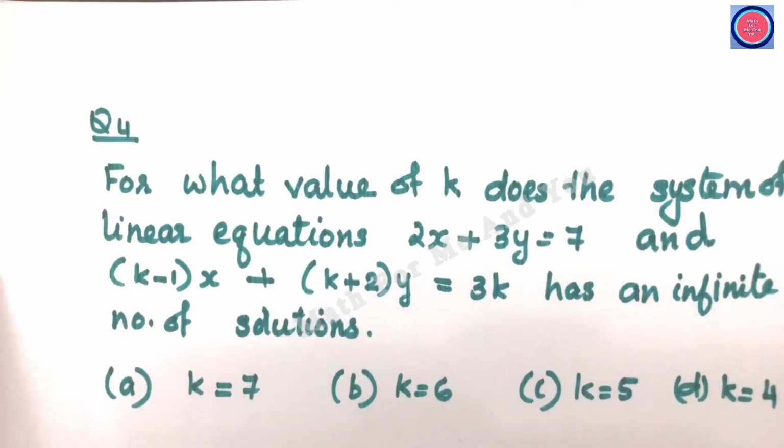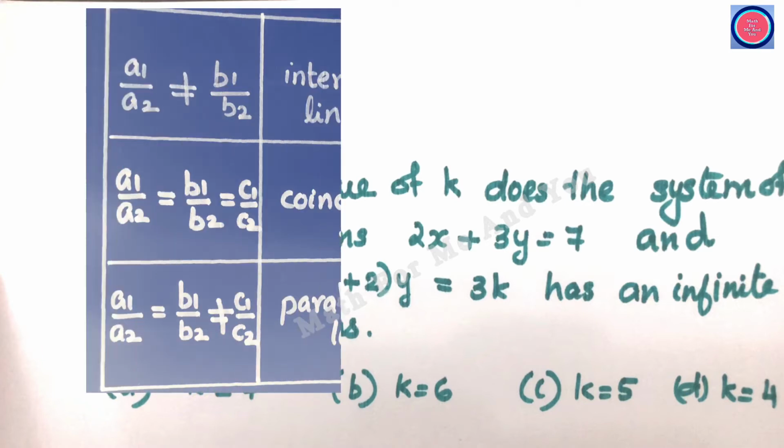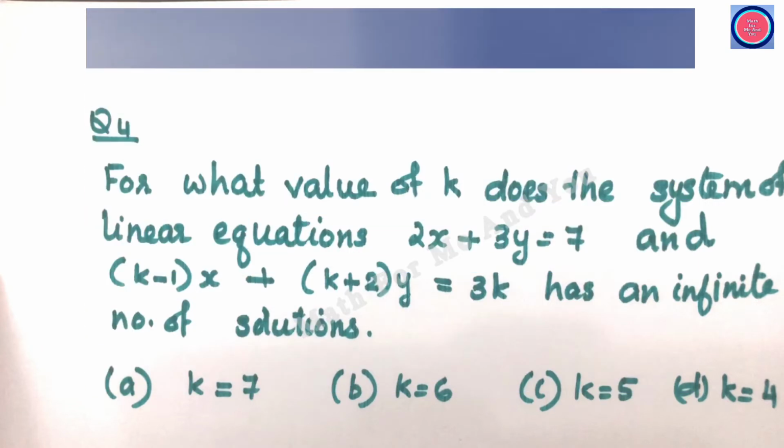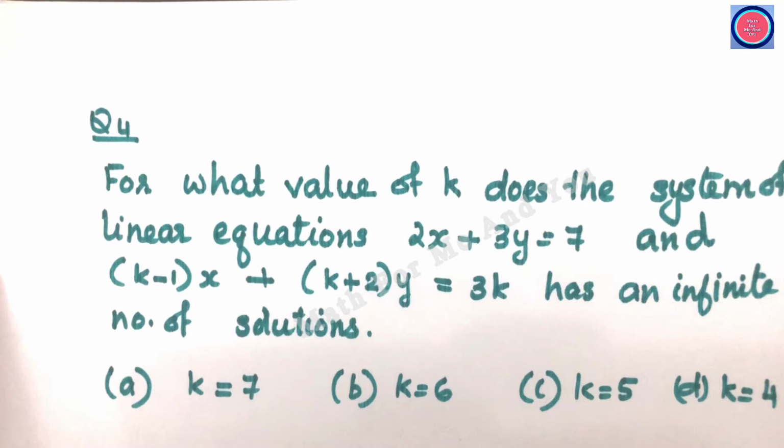Fourth question is, for what value of k does the system of linear equations 2x plus 3y equals 7 and k minus 1 into x plus k plus 2 into y equals 3k have an infinite number of solutions? Here also we will write down the ratio a1 by a2, b1 by b2 and c1 by c2. What is the condition? For an infinite number of solutions, the condition is a1 by a2 equals b1 by b2 equals c1 by c2. So let's write down the equations in standard form.